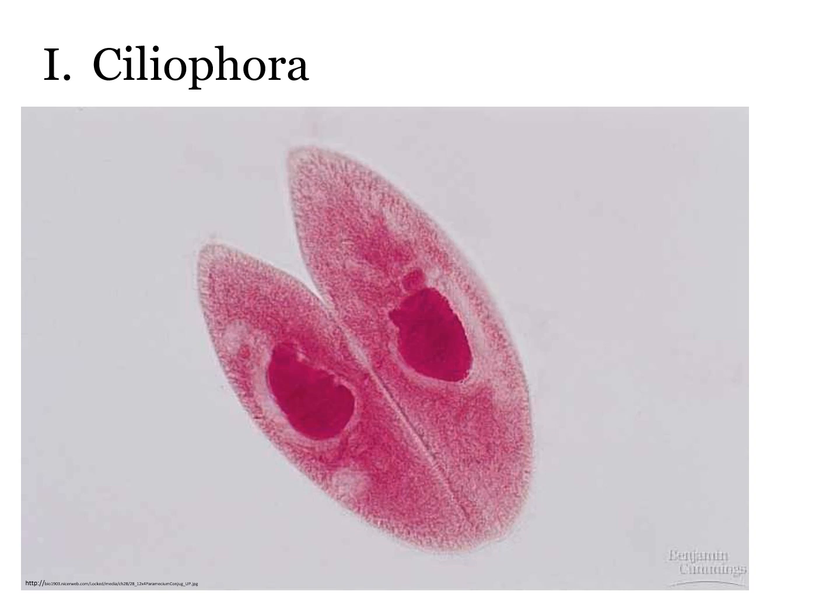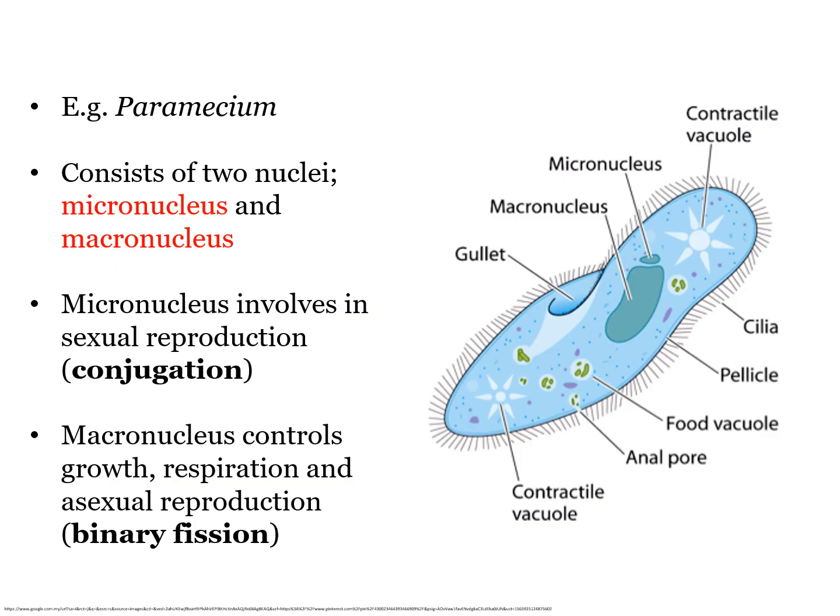Hello again. So we are going to start with the simplest organism to see how they reproduce sexually. Our first group here is Ciliophora. Paramecium is an example of organisms under Ciliophora. There are two organelles that are involved in sexual reproduction in Paramecium, which are the micronucleus and macronucleus.